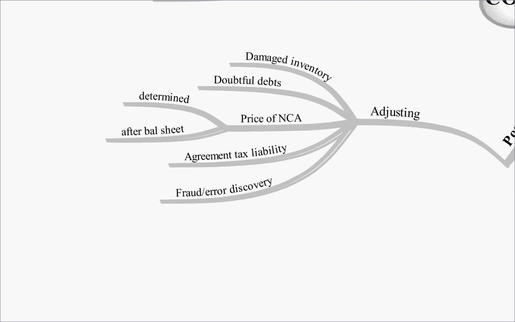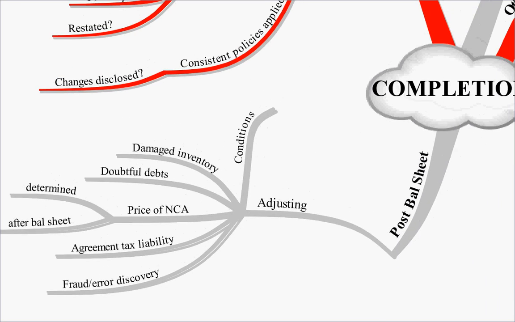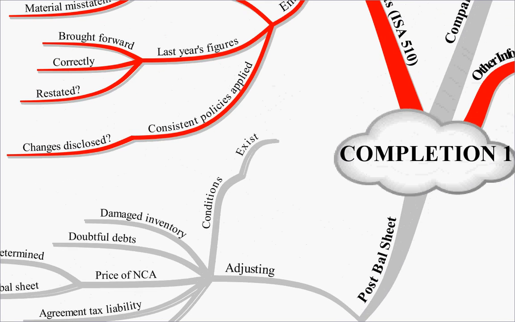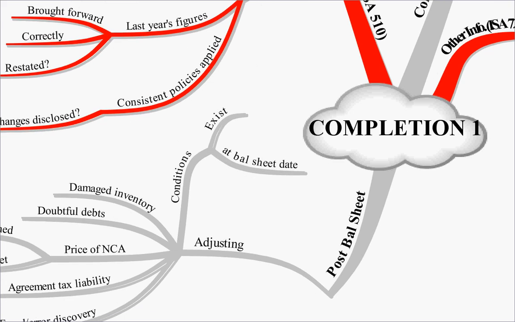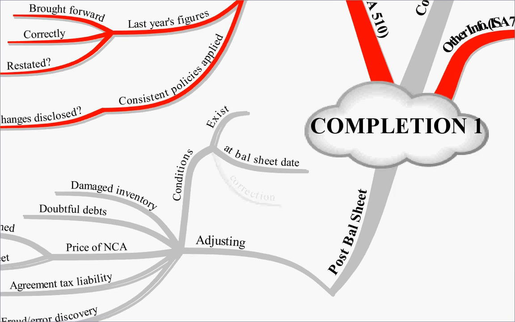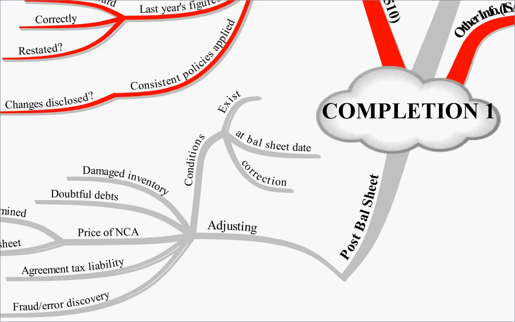Remember that they have to be material. Why is it adjusting? Because it's evidence of conditions that existed at the balance sheet date. Okay, so therefore you should adjust the accounts to reflect that condition. So it's a correction that's required. So it has to be material, and it has to be evidence of conditions that exist at the balance sheet date, and therefore you need to correct the financial statements.